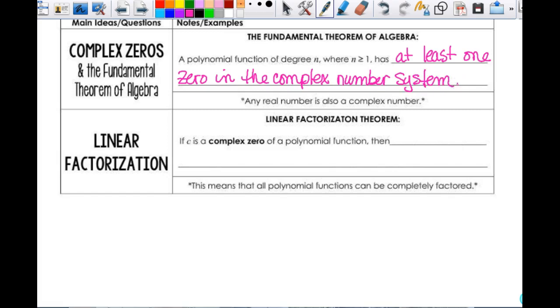At least one 0 in the complex number system. Then there's a little clarifier here. Any real number is also a complex number. That does not say any real number is also an imaginary number. Those are two different things.